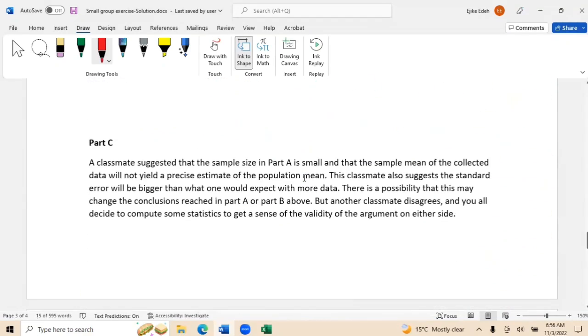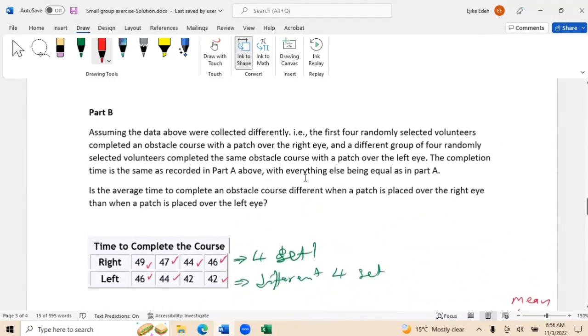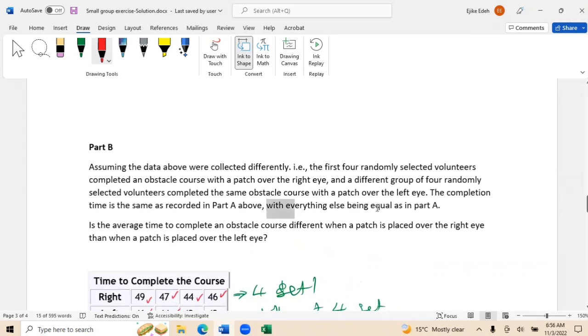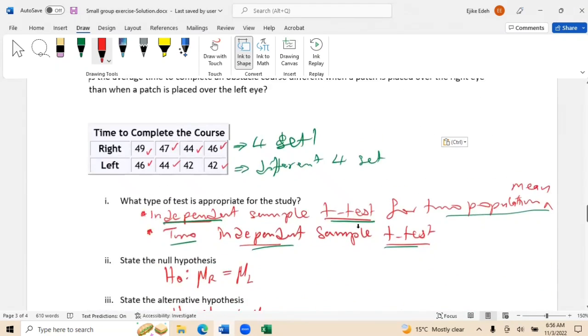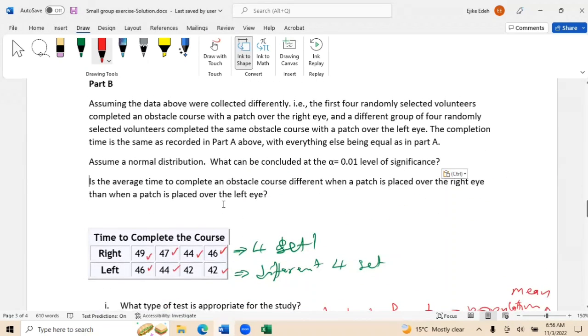Okay. But when this says with everything being equal as part A, I expected all this to have been understood, right? So let's put it here for completeness. So I say, assume a normal distribution, what can be concluded at alpha of 0.01 significance level, okay.